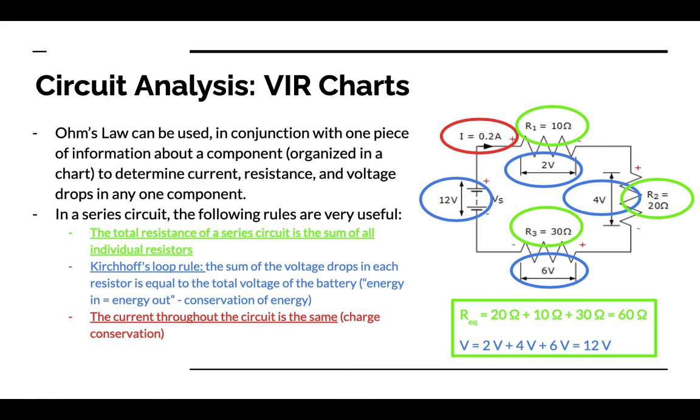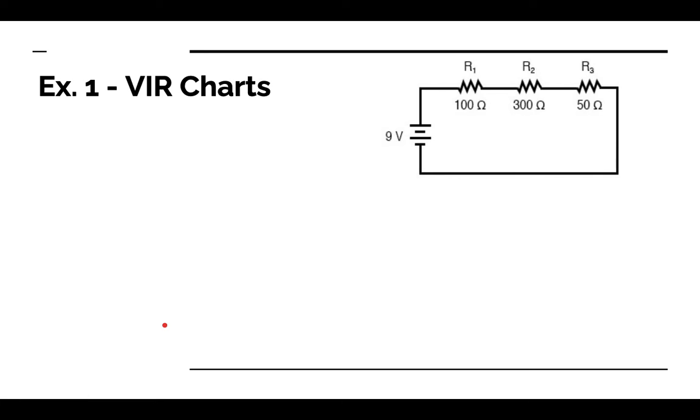Okay, now for parallel circuits down the line, we'll see the rules are slightly different. So you need to make sure you have these rules 100% down for series circuits, okay? So let's look at our first example of a BIR chart.